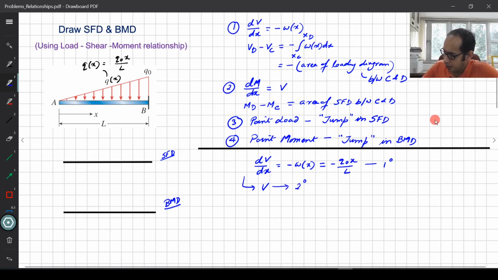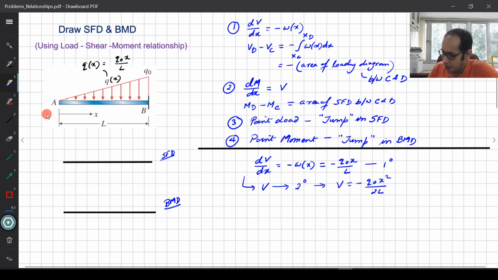So let's just go ahead and write that. We'll get our V as negative of q naught x square by 2l. So we know that since V is quadratic, the shear force diagram is going to have a quadratic variation from the left end all the way to the right end, because this load is a continuous load spanning the entire beam. Now at the left end, going with our intuition, since this is a free end and there is no concentrated load, the shear force must be 0. So at this particular point your V is 0.